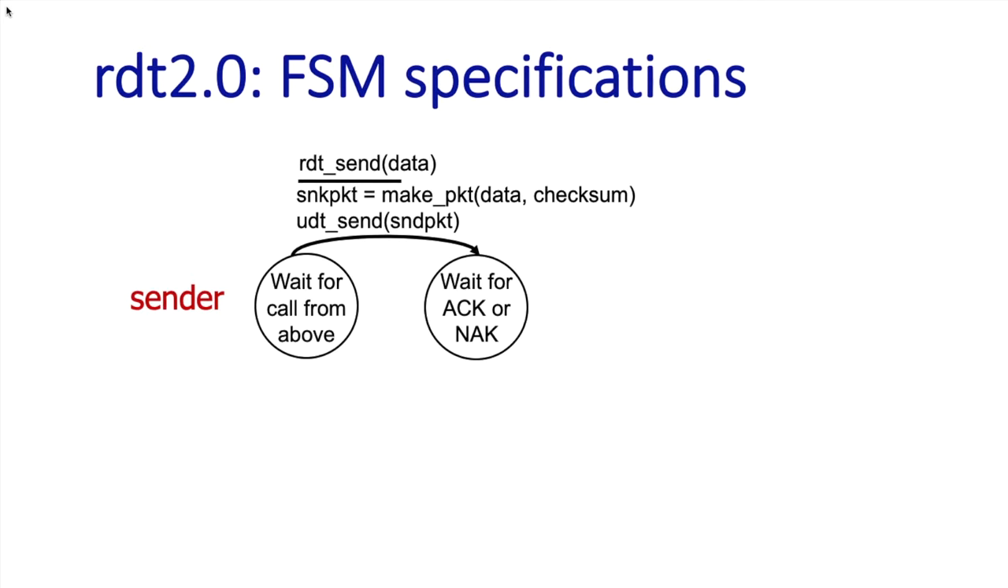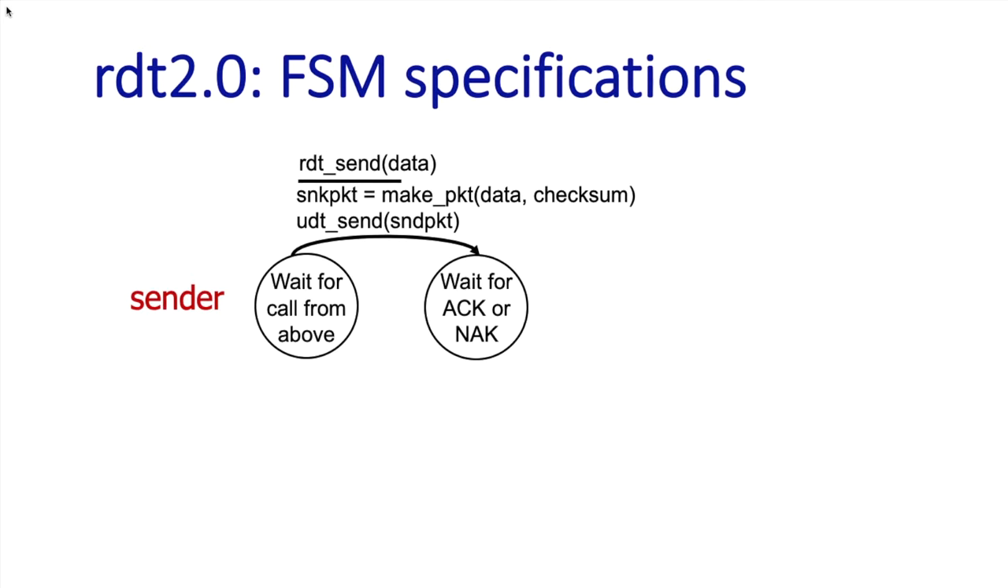The retransmitted packet is then received at the receiver. It's determined to not be corrupt, so data is extracted, data is delivered up to the application layer, and since it's been received correctly, the receiver then sends an ACK packet back to the sender, and then the sender receives the ACK packet and transitions back to the state waiting for a call from above. The sender and receiver are then back in their original states, and the cycle can continue.